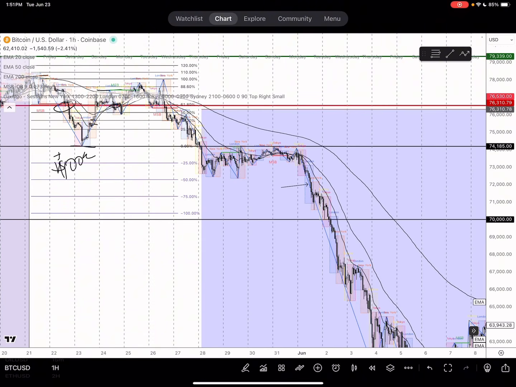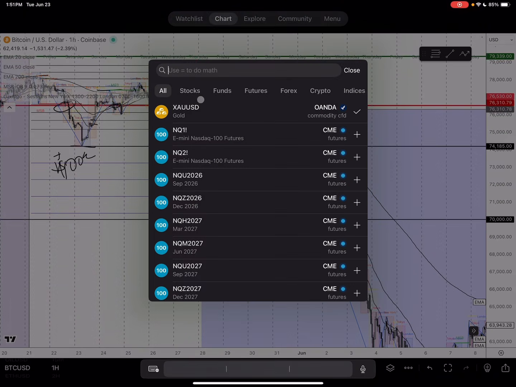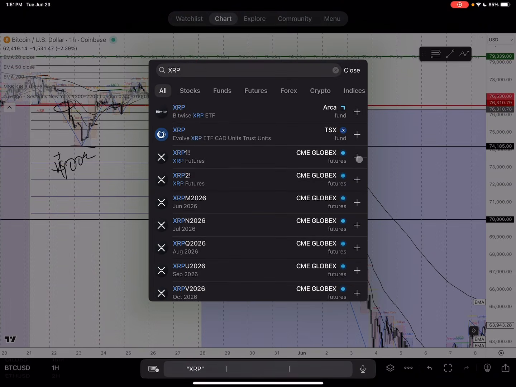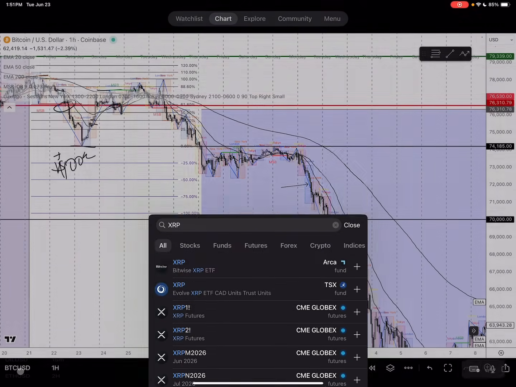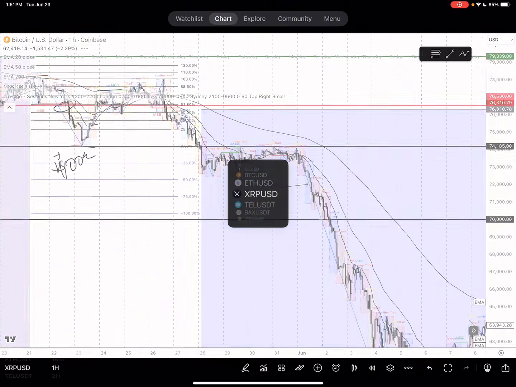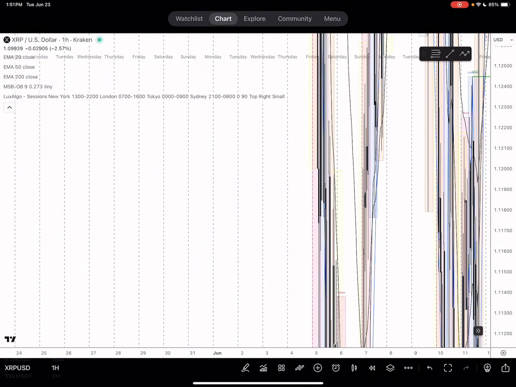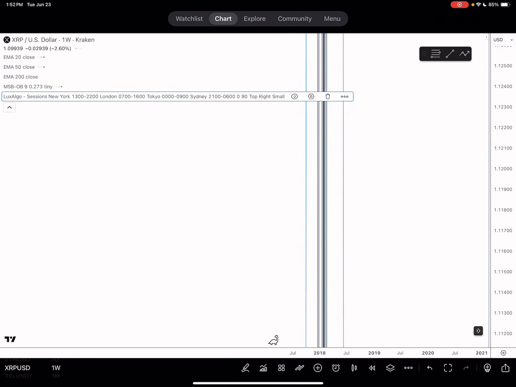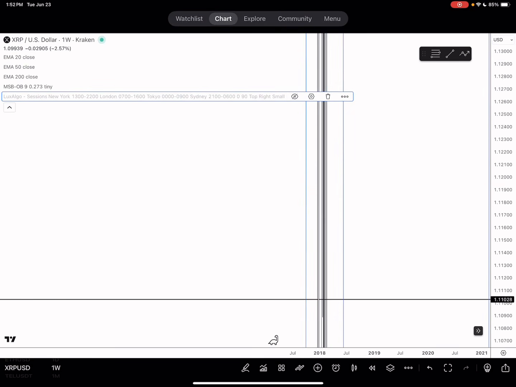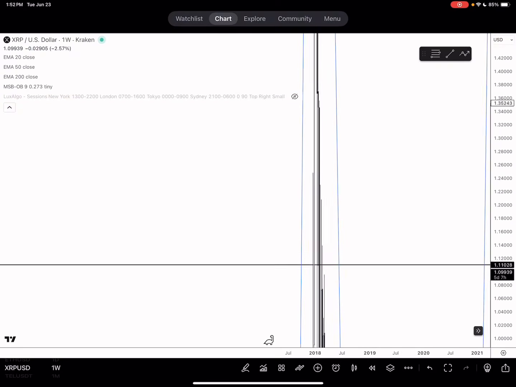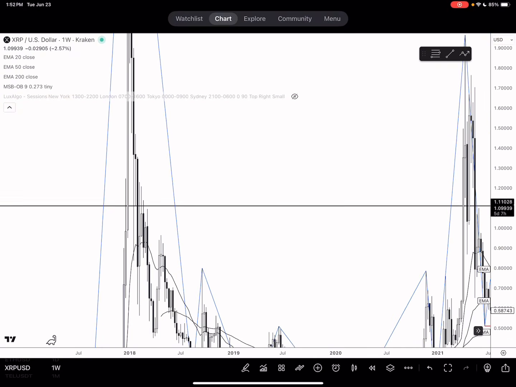These are things that even on the XRP trade, I had closed the 100K just to secure 100K. But I had my sells at $1.54 or 45. Let me go real quick and see. Let's go to XRP real quick. Okay, let's go to weekly. Let's turn this off. All right, let's take a look.